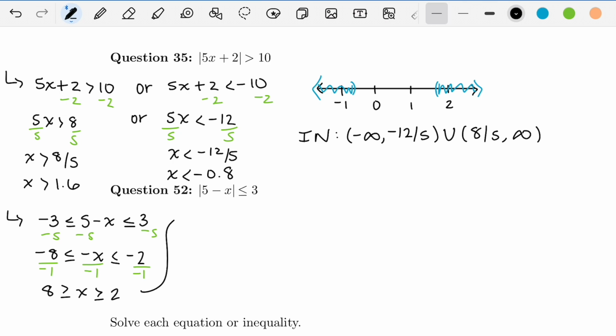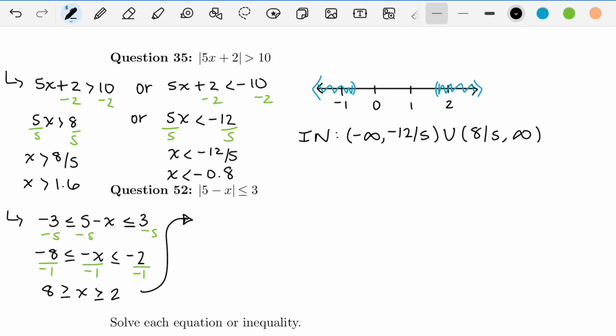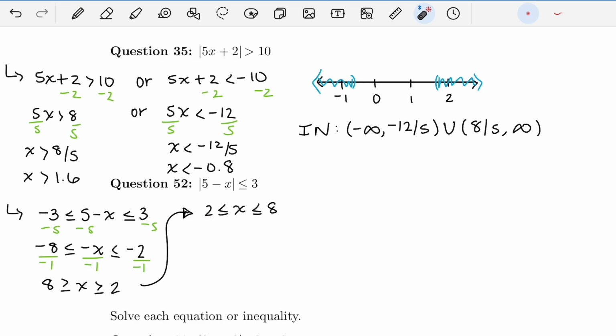Now we can rewrite this. We're usually more comfortable with writing this with our smallest number on the left-hand side. We like to read from left to right, so that's how we'll write our inequalities as well. So we can just rewrite this by flipping the symbols and our numbers here. So x is going to be some number in between and including these endpoints 2 and 8 here.